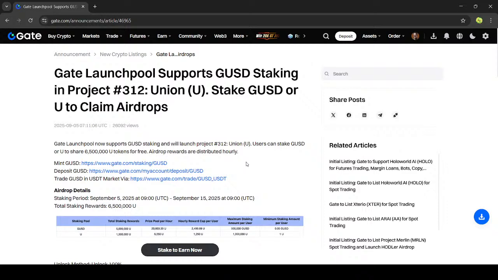So today I'm explaining a new project, guys, and right now I review it. Gate Launchpool supports a GUSD staking project, guys, and users who stake USD or U can claim this airdrop, guys.